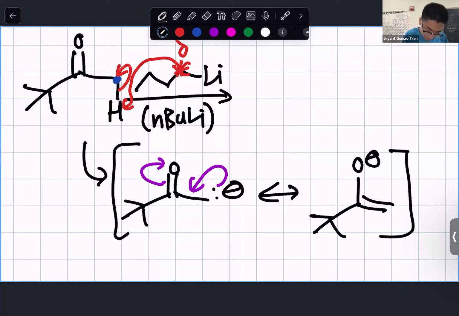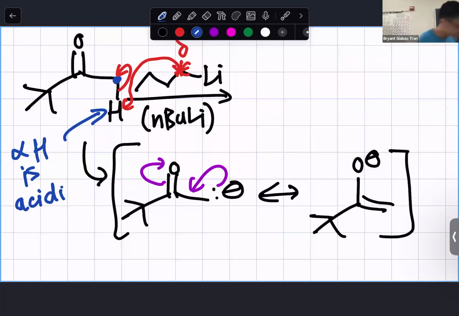Right. So this alpha hydrogen is acidic because it gives a relatively stable conjugate base. If an acid gives a stable conjugate base, it is more acidic, and it's stable because of resonance. And later on in chapter 18, we'll learn that this negative charge on that carbon can be a nucleophile like a Grignard.